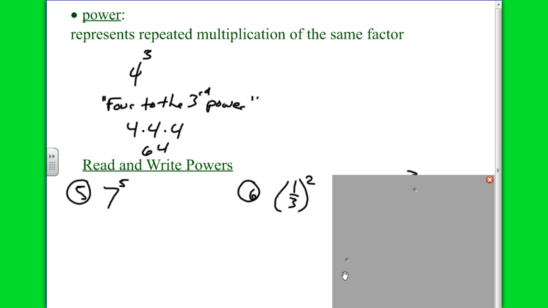1/3, oh, how can we say this? Who can say this for us? Spencer? 1/3 to the second power. She said 1/3 to the second power. The other way to say this is 1/3 squared. So for the exponent that is 2, we often say squared.